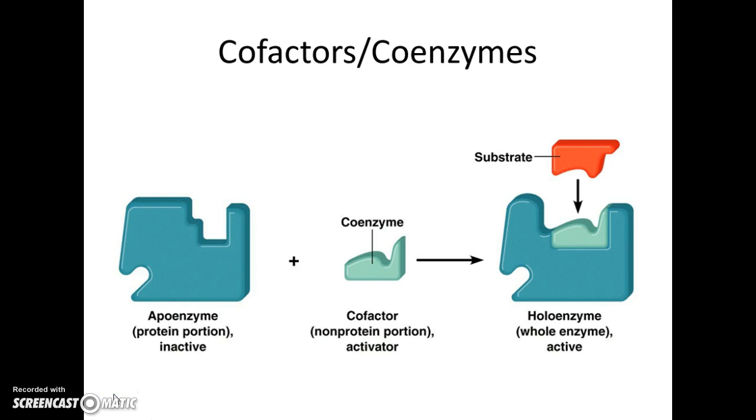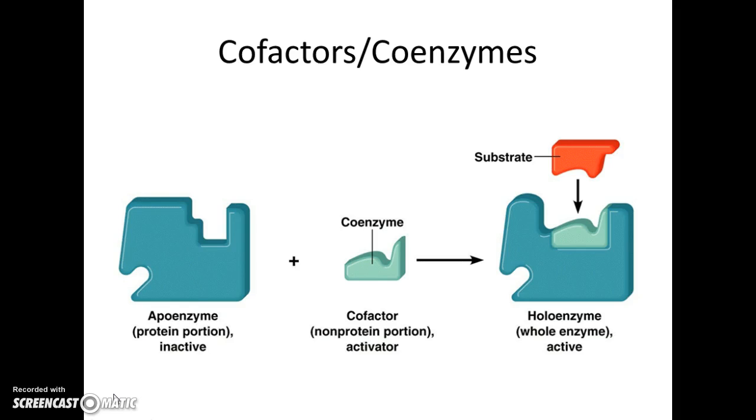Next, we have non-protein enzyme helpers, known as cofactors. Cofactors may be inorganic. An example would be a metal in an ionic form, or they could be organic. Organic cofactors are vitamins, and those are called coenzymes. Enzymes that require cofactors or coenzymes are inactive without them. So they're just there, ready for the substrate, but they don't do anything unless the substrate is present.